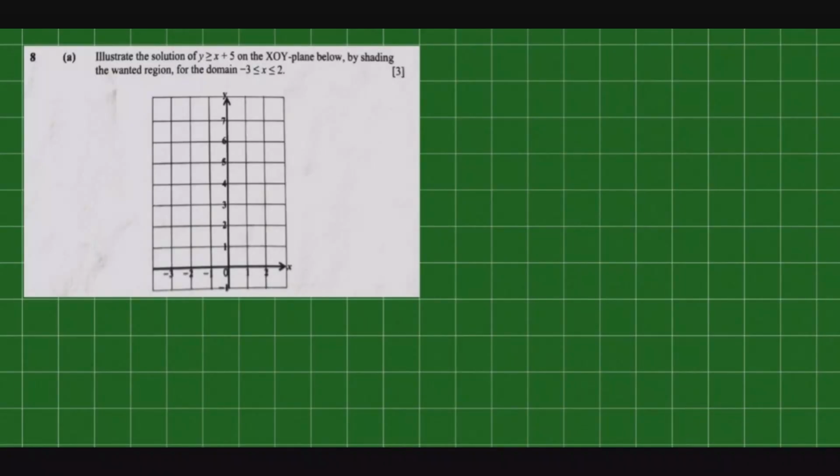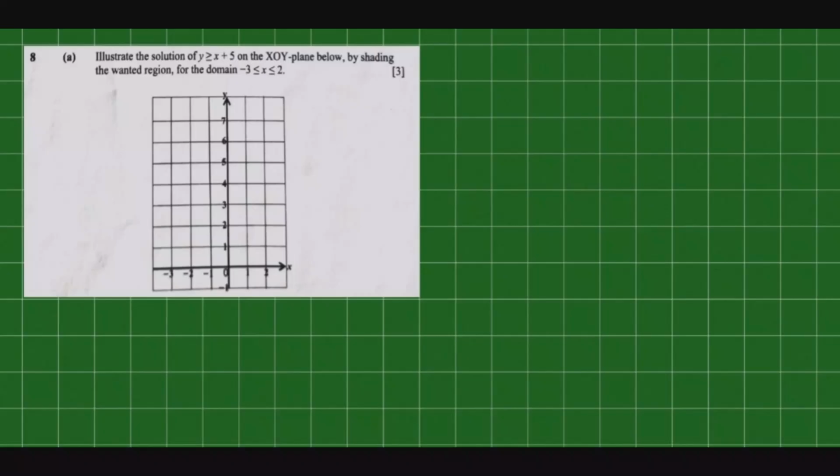Question 8a is as follows. Illustrate the solution of y is greater than or equal to x plus 5 on the x-y plane below by shading the wanted region for the domain negative 3 is less than or equal to x, which is less than or equal to 2. Okay, so this one will give us the domain, that is the variable.